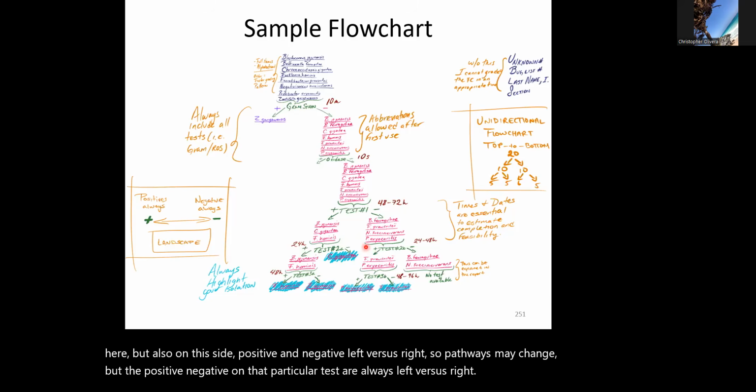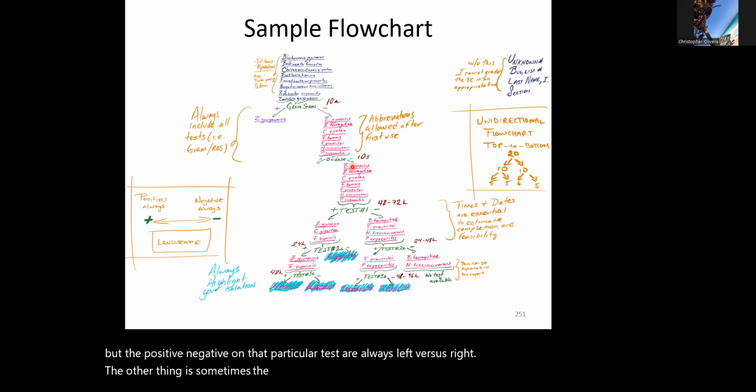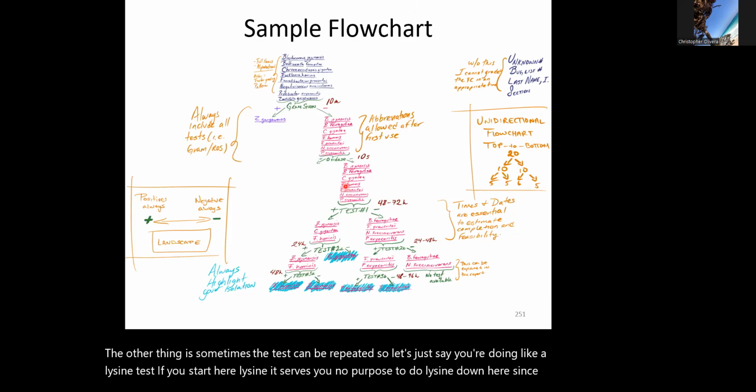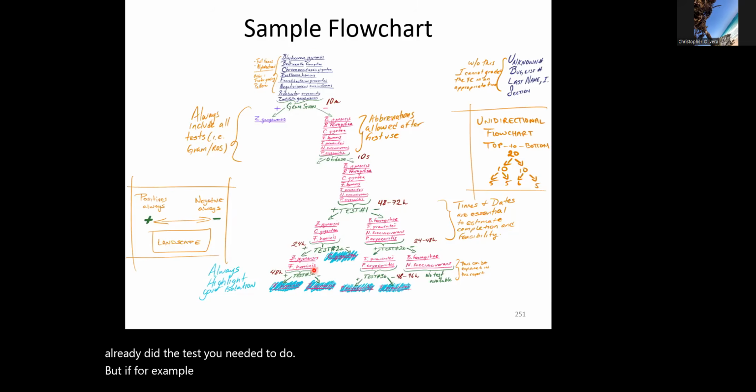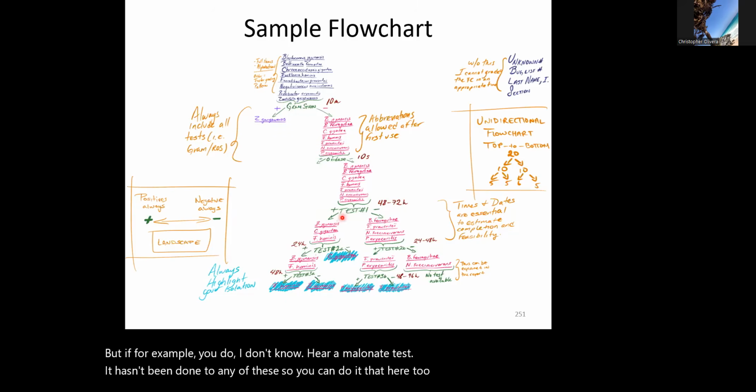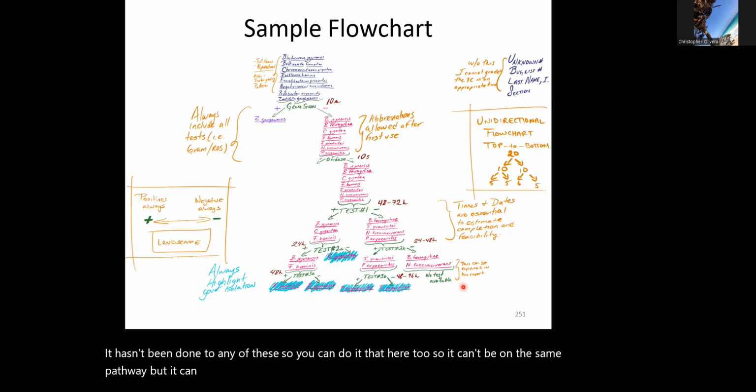The other thing is sometimes the tests can be repeated. Let's just say you're doing a lysine test. If you start here with lysine, it serves no purpose to do lysine down here since you already did the test you needed to do. But if, for example, you do a malonate test here, it hasn't been done on any of these, so you can do that here too. So it can be on the same pathway, but it can be on divergent pathways as well.